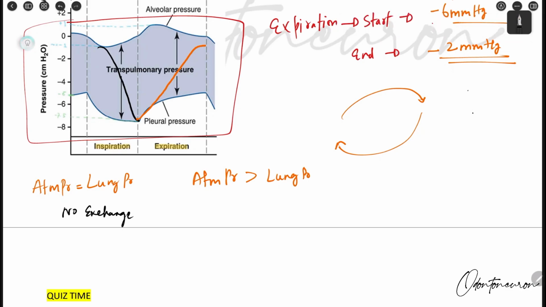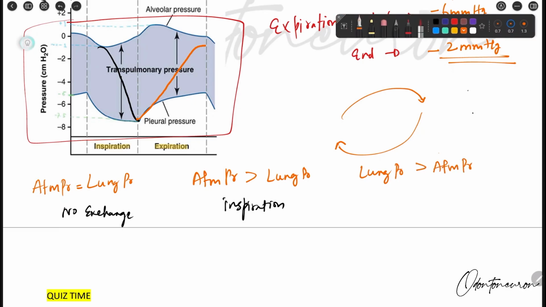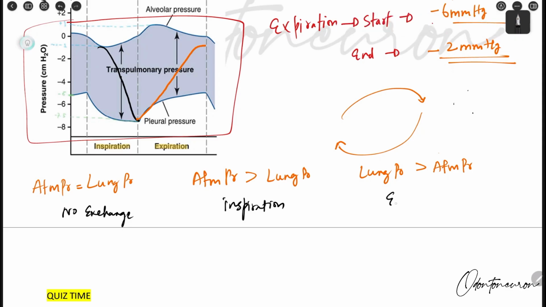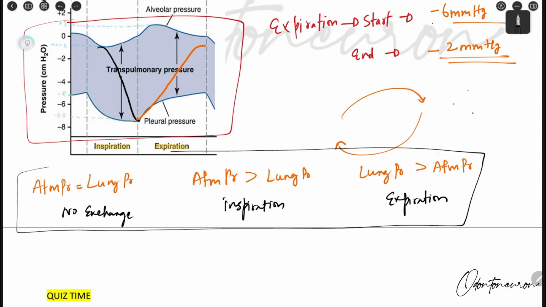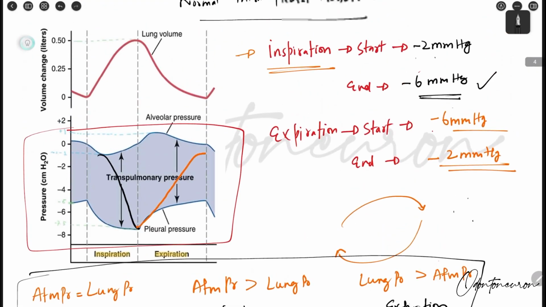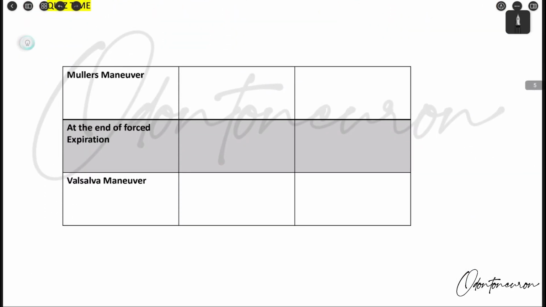So the air goes from the atmosphere to the lung. That process is known as inspiration. And when the vice versa happens, when your lung pressure is greater than your atmospheric pressure, then your expiration happens. So this is what basically happens. This is an important table you guys have to know so that you understand what is what. Clear?